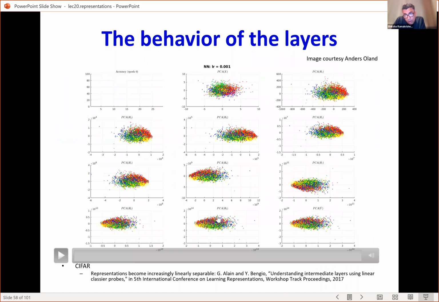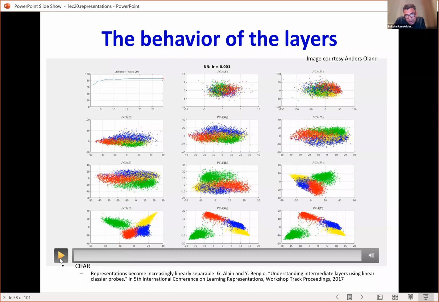Here's something for a more complex problem. This is for CIFAR 10. This is a network with 11 layers, and you can see 11 hidden layers. We've projected the data down into 2 dimensions for illustration. And you can see that at the beginning of the network, in the training, none of the classes are linearly separable.